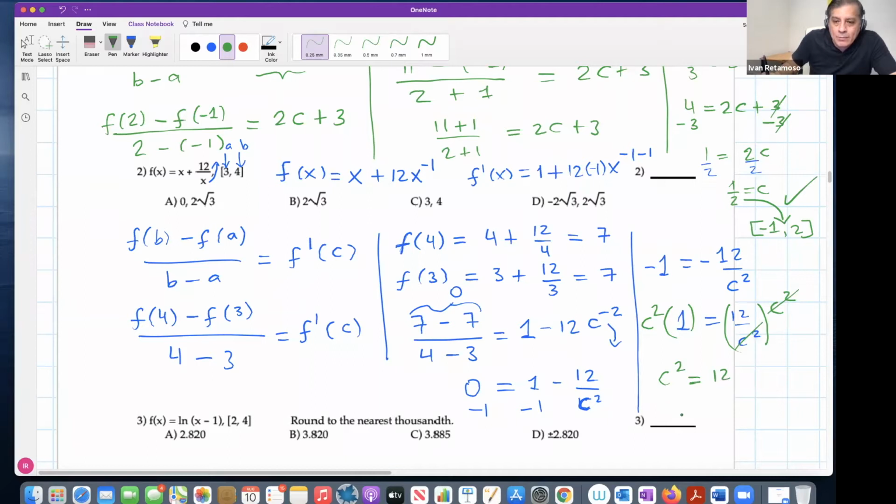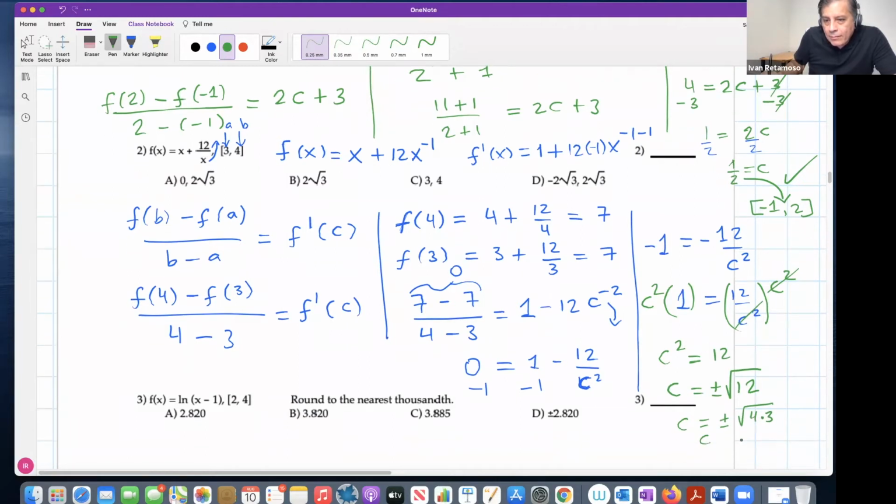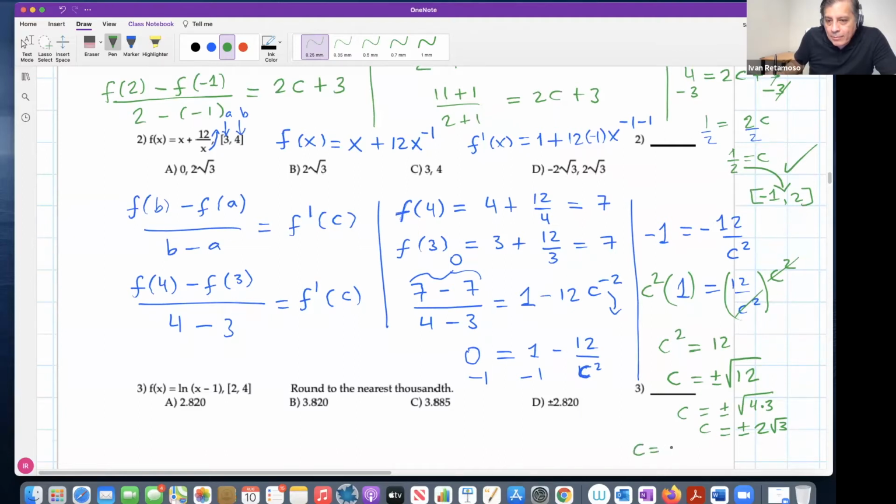Taking the square root. When you take the square root, guys, be careful. Plus minus, right? Plus minus the square root of 12. Now, the square root of 12, you learned this in previous courses, is the square root of 4 times 3, right? The square root of 4 is 2, and the square root of 3 here. So I have two candidates for the solution, right? C equals positive 2 square root of 3 and C equals negative 2 square root of 3, right? Two solutions.